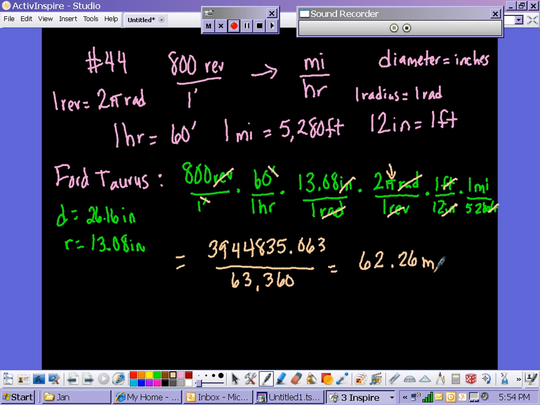Okay, two decimal places, 62.26 miles per hour. So the Ford Taurus with this tire diameter can actually go 62.26 miles per hour. Okay, and that's it for that. That's a lot of conversions, and that's basically what we do when we talk about our angular motion and our circular motion.